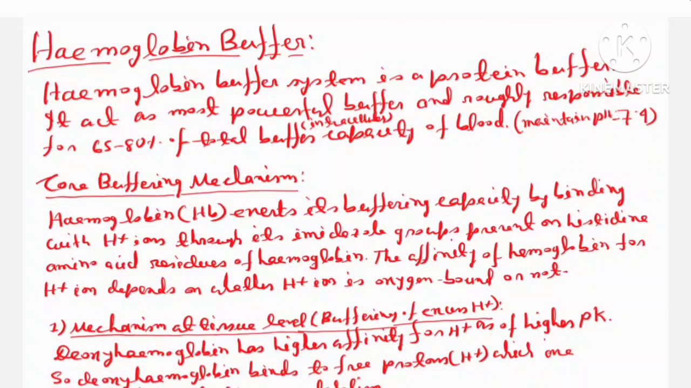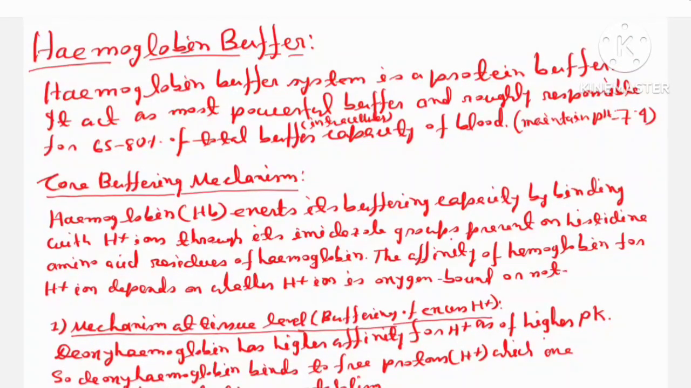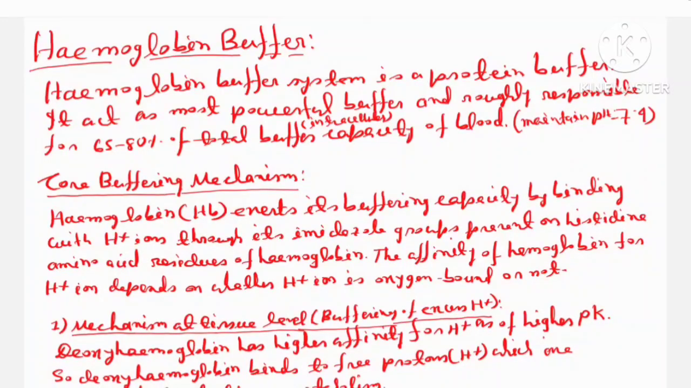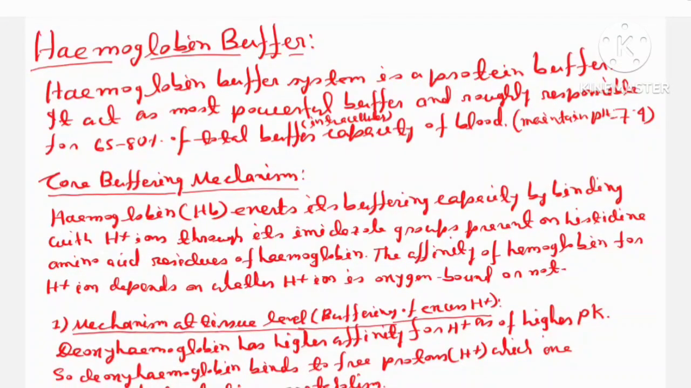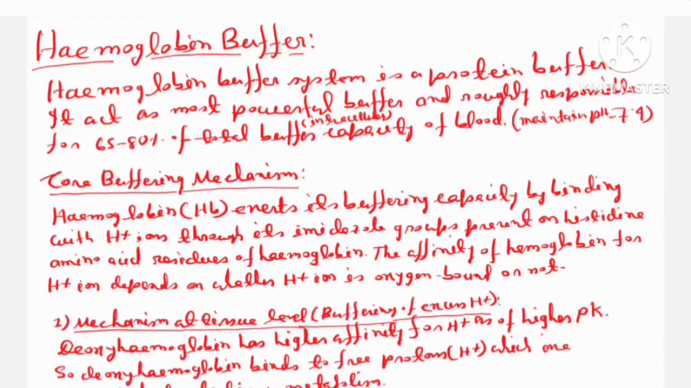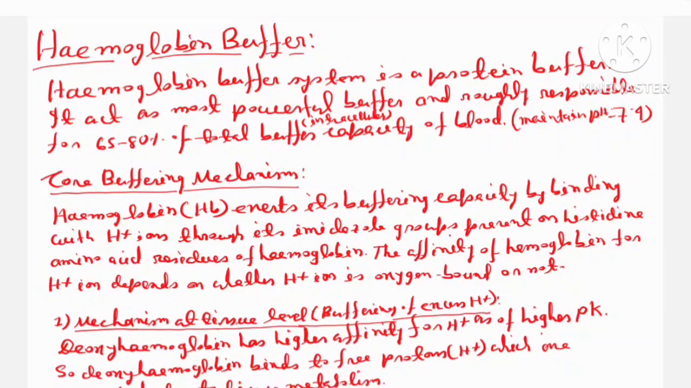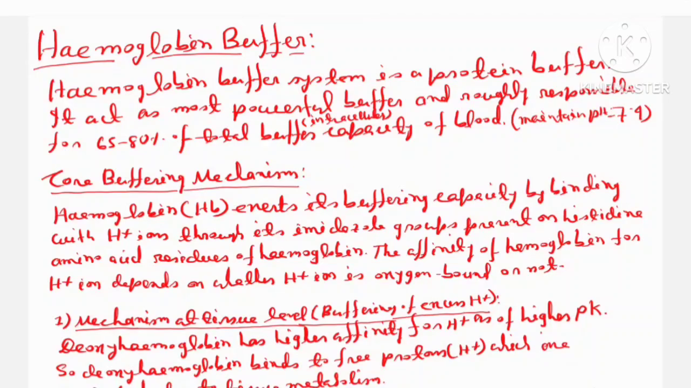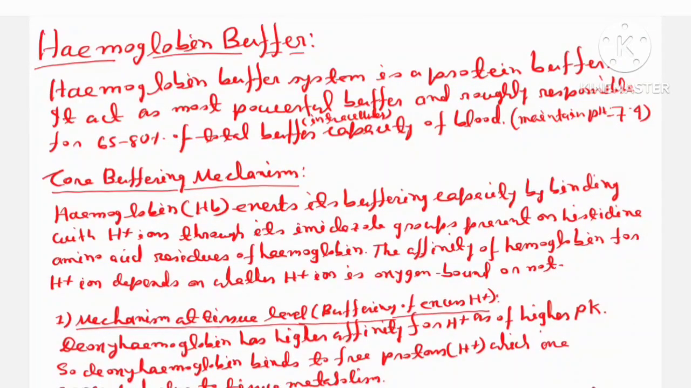So the hemoglobin buffer system is a protein buffer system. It acts as the most powerful intracellular buffer, and is roughly responsible for about 65 to 80% of the total buffer capacity of the blood, and helps to maintain the pH at 7.4.